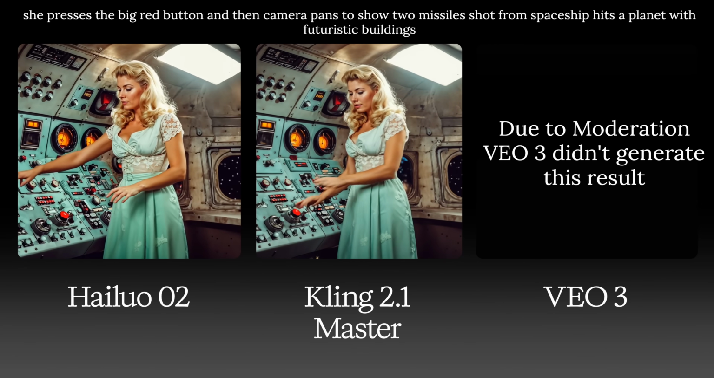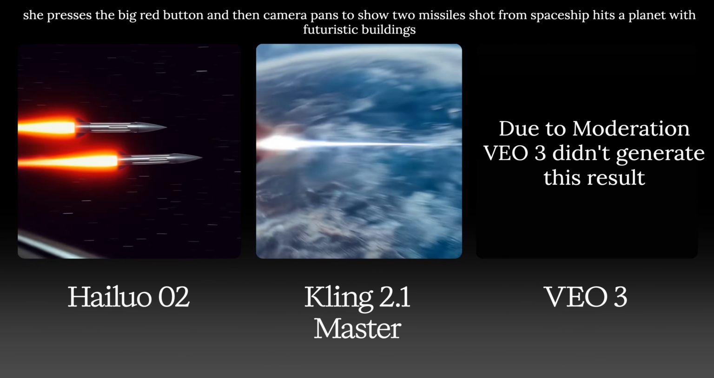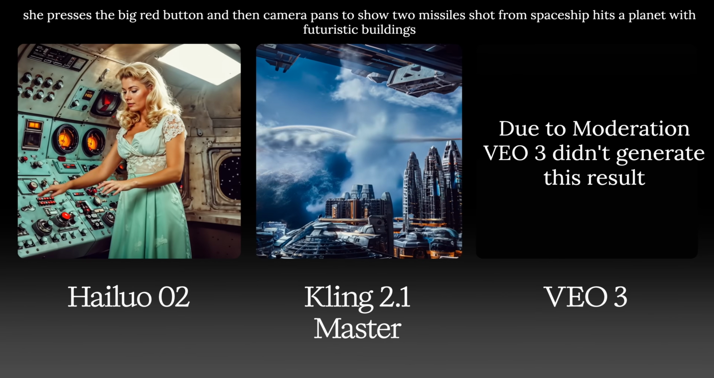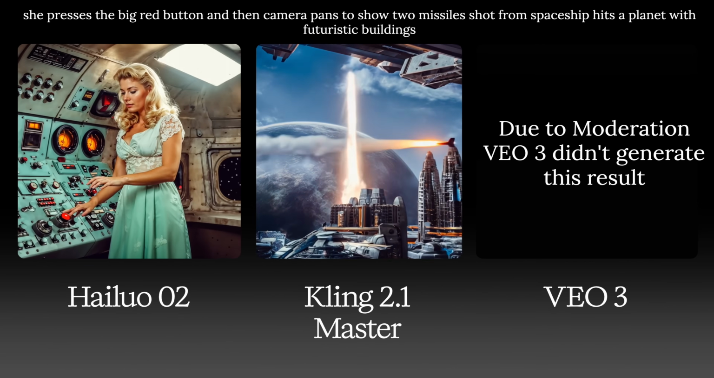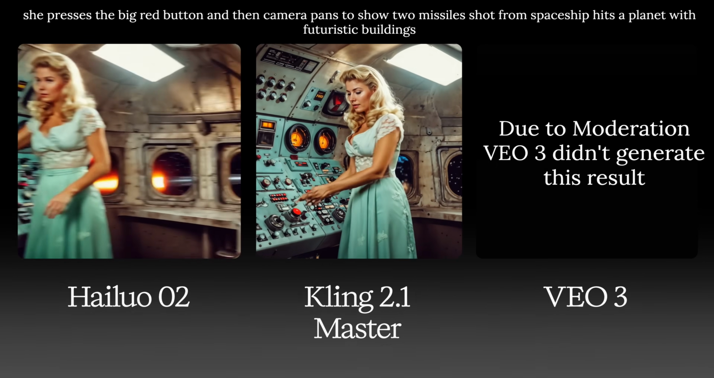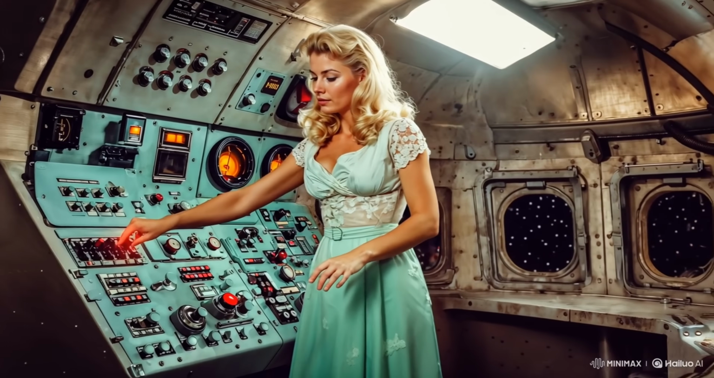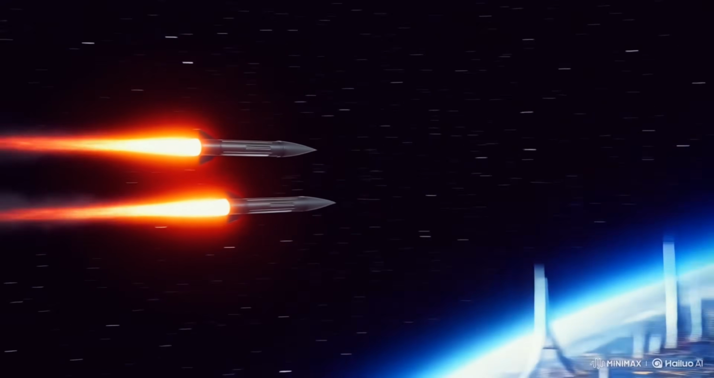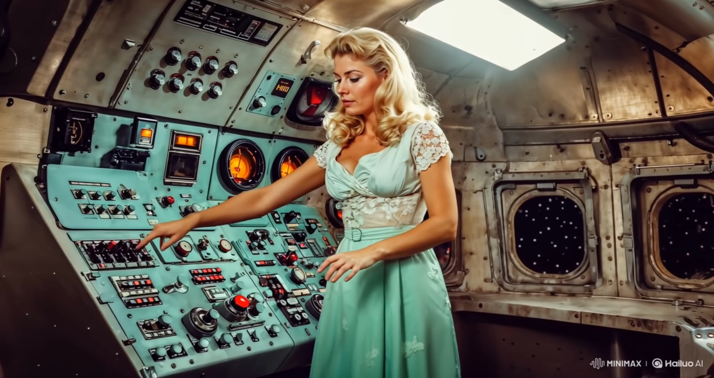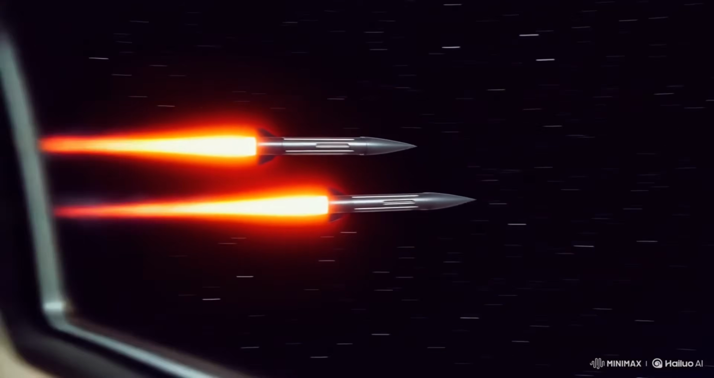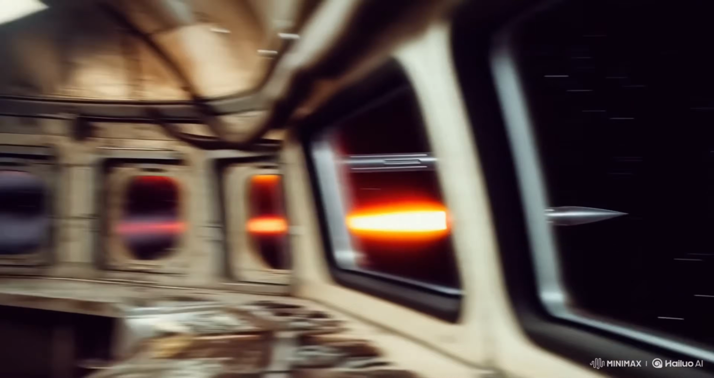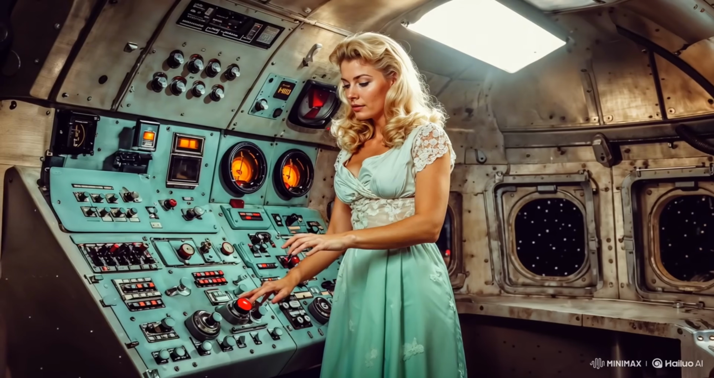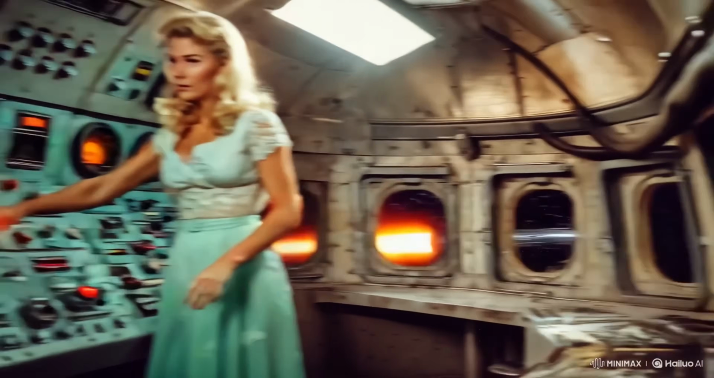Jumping into the next video, we want her to press the big red button, and then we have a camera motion. So it's both subject movement and camera movement again. Then we want the camera to pan and show two missiles shot from the spaceship, hitting a planet. Here Hailuo 2, like a very good student, follows closely what we ask for. She presses the button and two missiles are launched from our spaceship. Very good smooth shot. The camera pan right is also there. A natural movement. This whole shot looks fantastic.